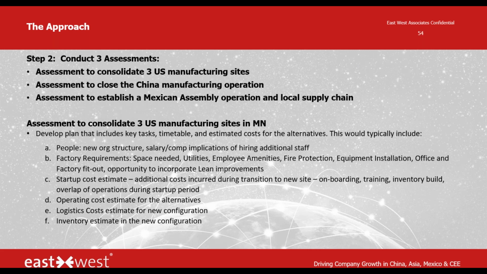Next slide, please, Alex. So we went into this looking at three different work streams, three different assessments. We wanted to look at consolidating in the U.S. We looked at what it would cost, what would be required to close down the operation in China, and then the costs and associated sequence of events to establish an assembly operation, sourcing operation, and supply chain in Mexico.